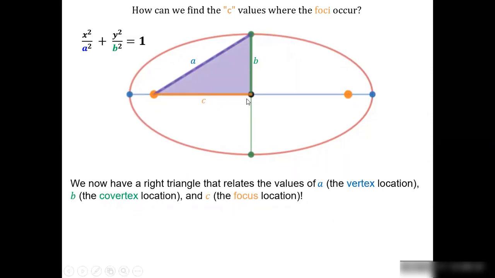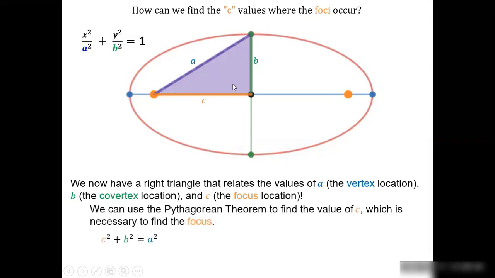Notice that this orange length we called C. This green length was B, the distance for the co-vertex. And we now know that this diagonal connecting the focus up to the co-vertex is considered A. Now that we have a right triangle, we can use the Pythagorean theorem to find the value of C. Now I see that C squared, this leg, plus B squared, which is this leg, is equal to the hypotenuse squared, which is A squared.